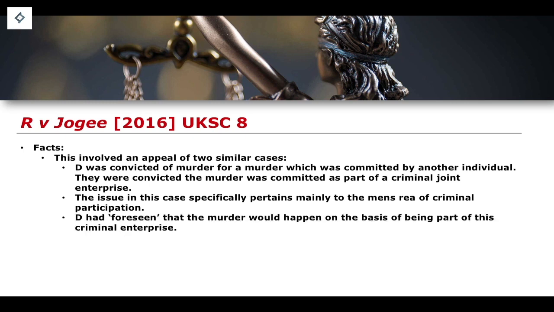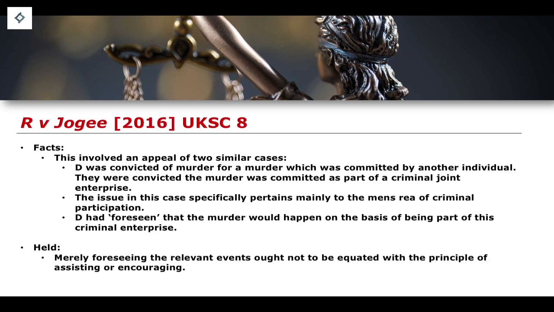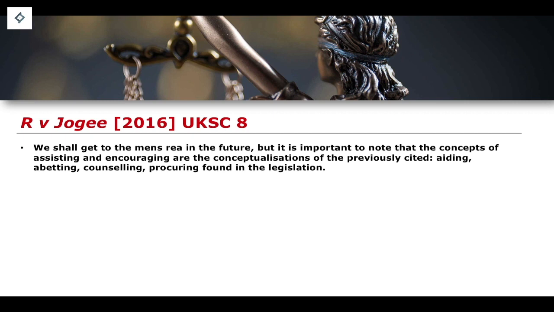And ultimately, the defendant had, quote, foreseen that the murder would have happened on the basis of being part of this criminal enterprise, and it was held by the Supreme Court that merely foreseeing the relevant events ought not be equated with the principle of assisting or encouraging, and so as a result you cannot be held liable for simply being part of this criminal enterprise, seeing or foreseeing that a murder will take place, and equating that with the active assistance or encouraging of an offence.